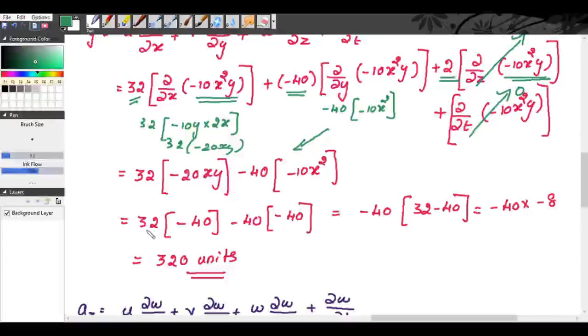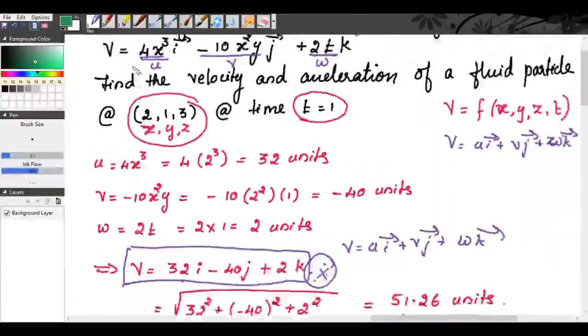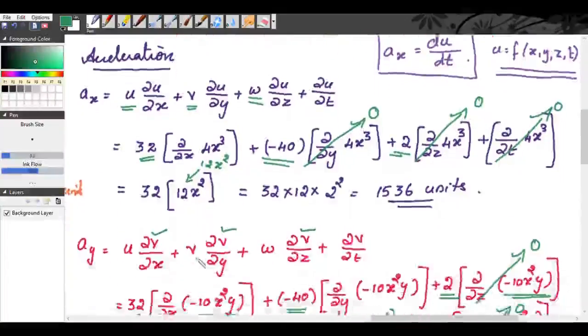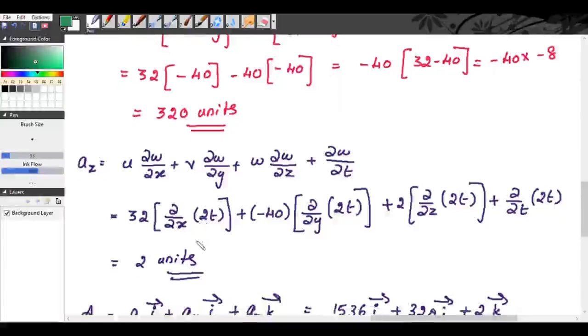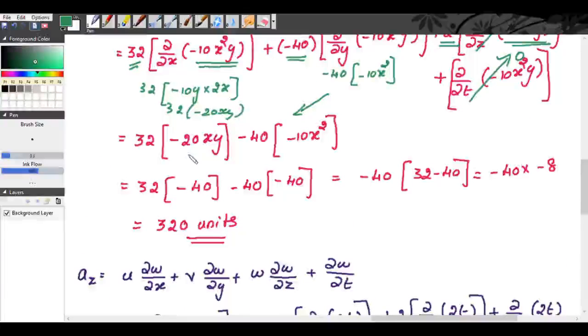So substituting, we get 32 into minus 40, because in 20x the value of x is 2, and y is 1. So we get minus 40, and again minus 40 into minus 10 into x², with x as 2, so 2 square, we get minus 40. So substituting, we get minus 40 into 32 minus 40, it is minus 40 into minus 8. We get 320 units, positive, 320 units.